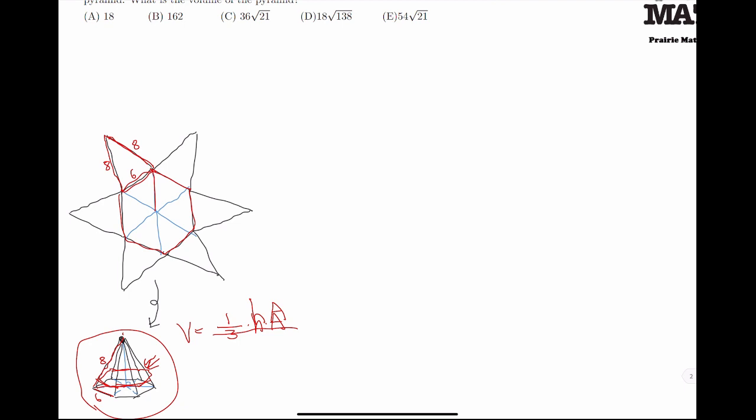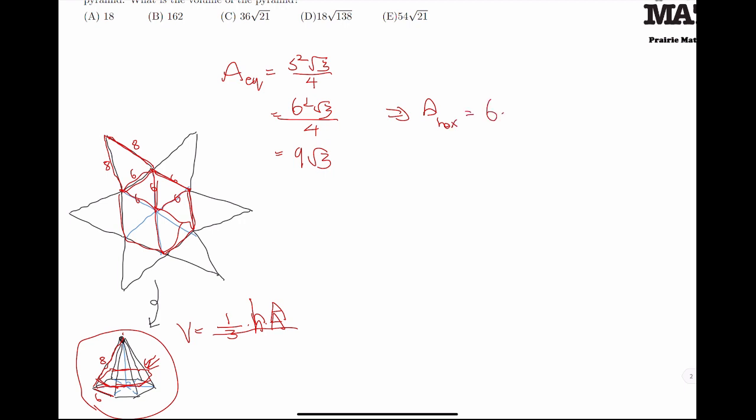Notice that this is a regular hexagon, so each of these are equilateral triangles. The formula for an equilateral triangle is area equals the side length of the triangle squared times the square root of 3 divided by 4. And each of these has side length 6. So we get 6 squared times root 3 over 4, which is equal to 9 root 3. Therefore, the area of the hexagon is equal to 6 times, since we have 6 equilateral triangles, 6 times 9 root 3, which is equal to 54 root 3.